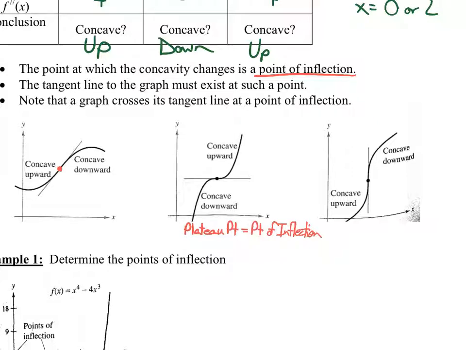Also here we have a place where we have a vertical tangent. Again, it's concave upward on the left, concave downward on the right. We have a change of inflection, okay?